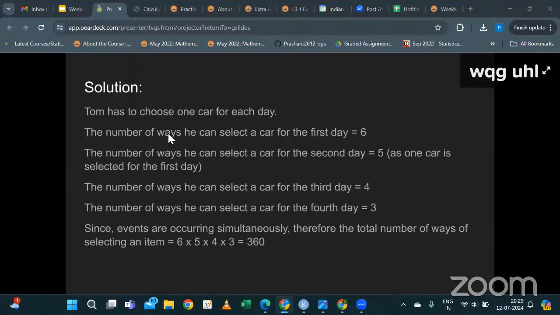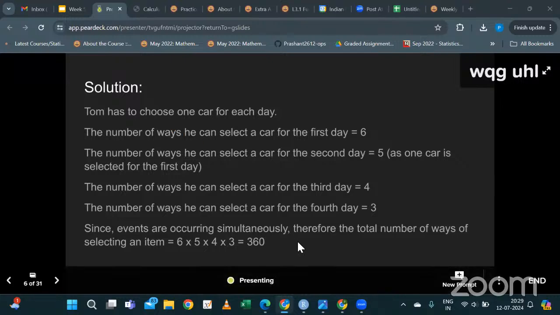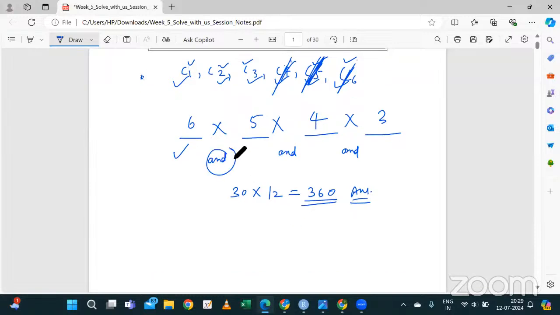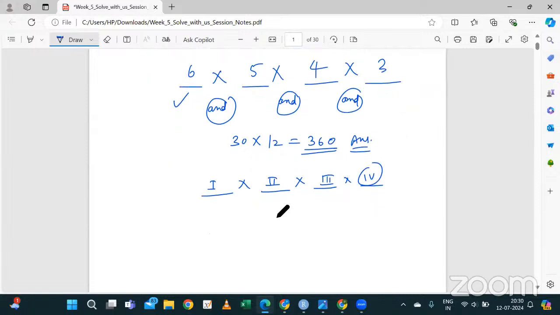Yes. So this is the answer for that question which I have solved here. Is this clear to all of you? Yes, sir. So here is one statement written: events are occurring simultaneously. What does this mean? Simultaneous means an AND procedure. For 4 days he has to plan: for the first day, and for the second day, and for the third day, and for the fourth day. This is the meaning of simultaneous. What is the meaning of non-simultaneous here? If I say OR, for the first day or for the second.